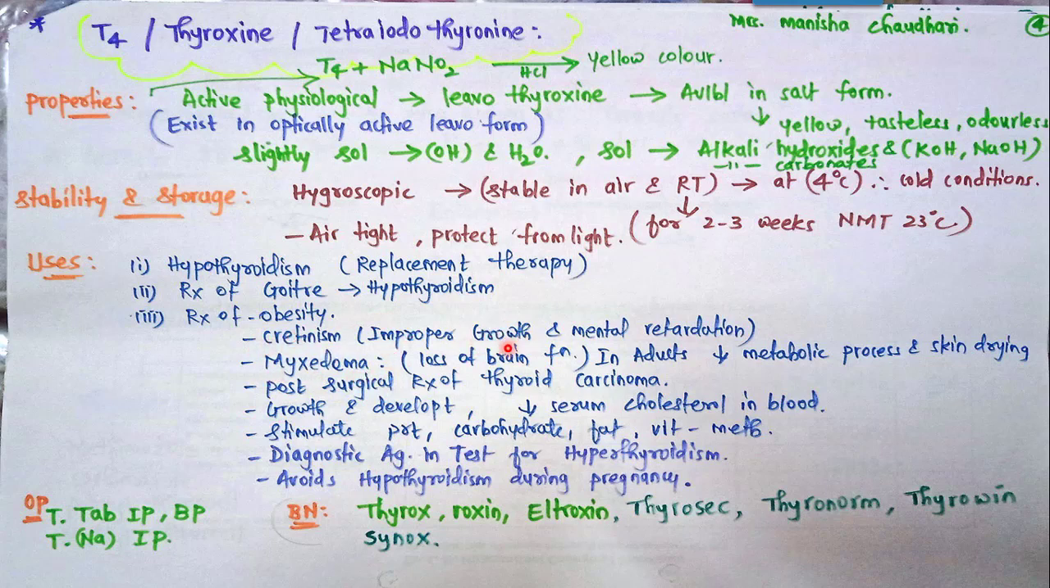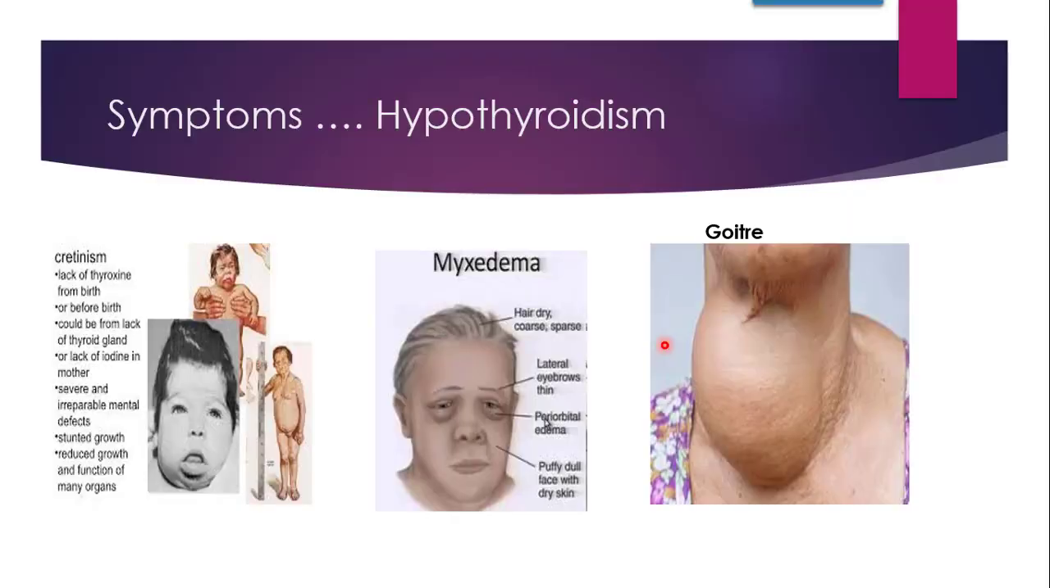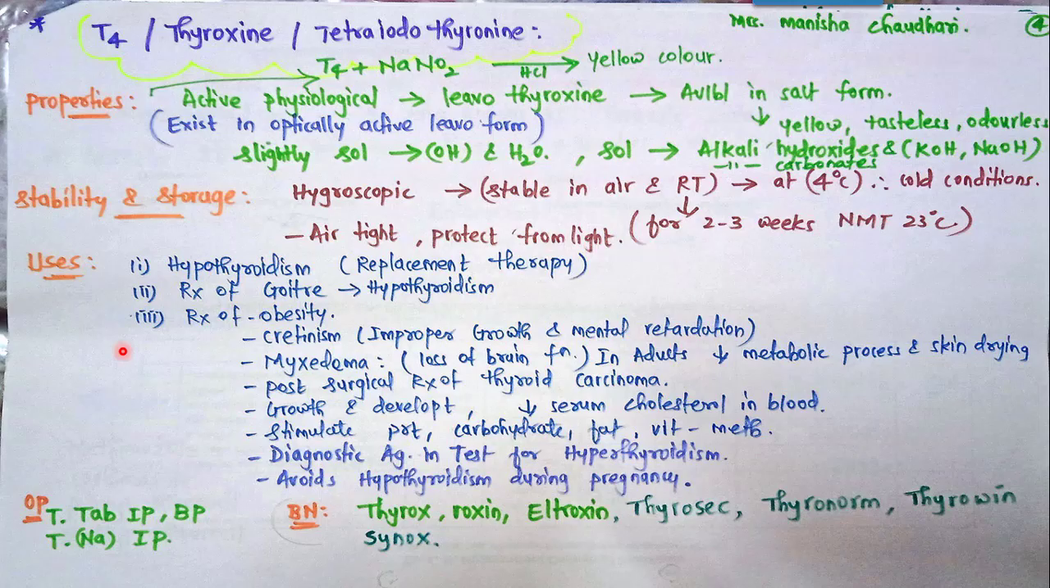Now cretinism is nothing but improper growth and mental retardation. As you can see here, cretinism, you can call it a congenital abnormality, that is, it is present from the birth due to the lack of thyroxine hormone. It can be due to lack of thyroid glands or lack of iodine in mother. It is also possible that both the possibilities are there, and along with it there can be severe mental defects, stunted growth, reduced growth because of the cretinism. So in treatment of cretinism also thyroxine can be used.